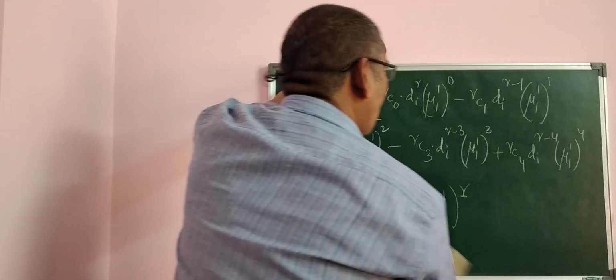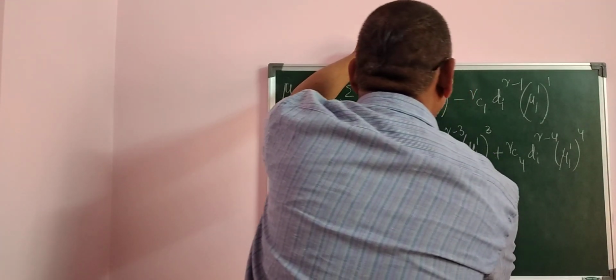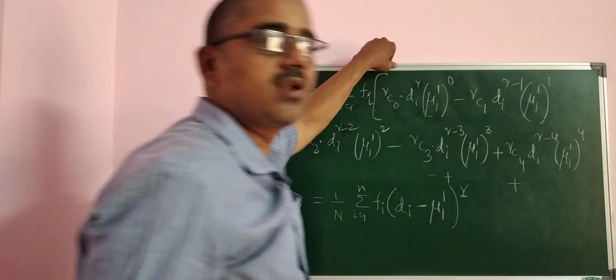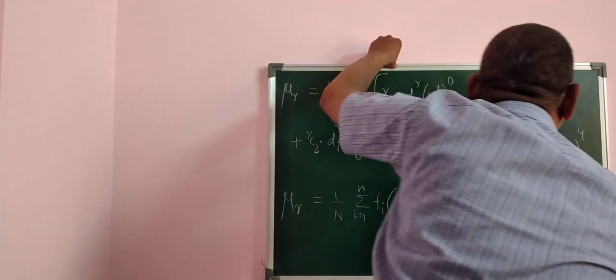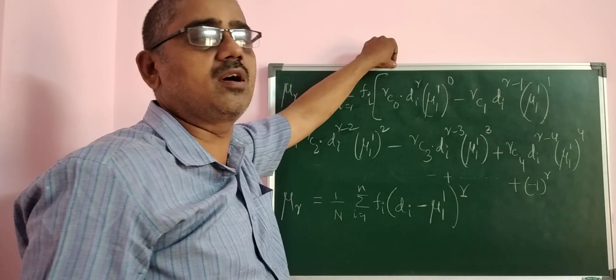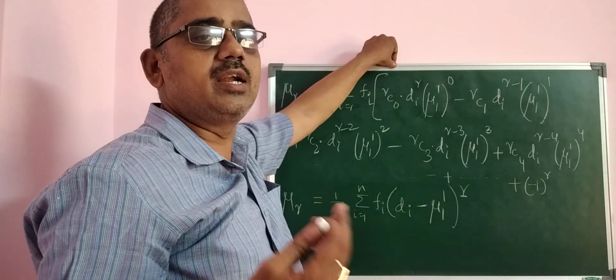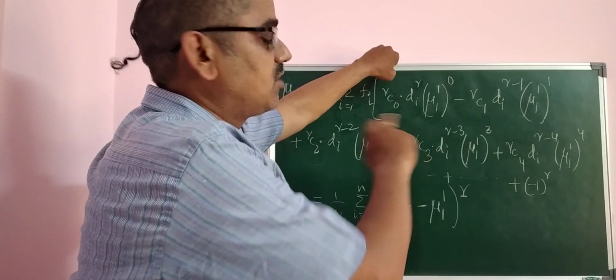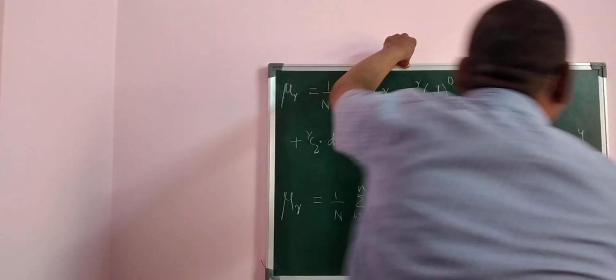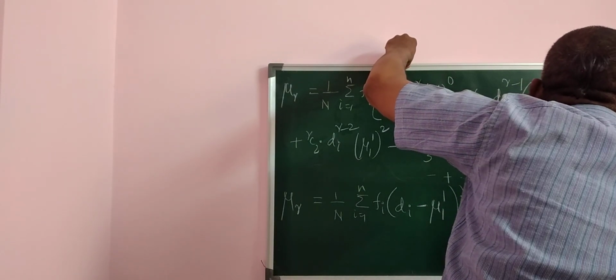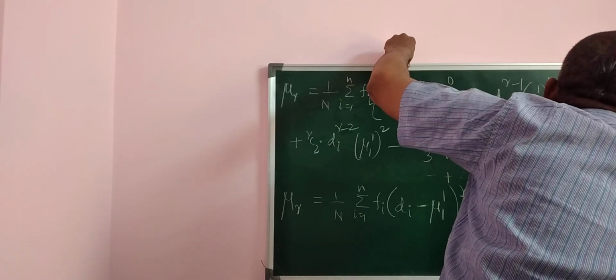Okay, and so on, minus plus and so on, plus the last term I am writing. The last term is (-1) whole power r. It depends on the value of r: if r is equal to 2, then it is plus; if r is equal to 3, it is minus. That is the notation for (-1) whole power r, and μ1' whole power r. That is the last term.